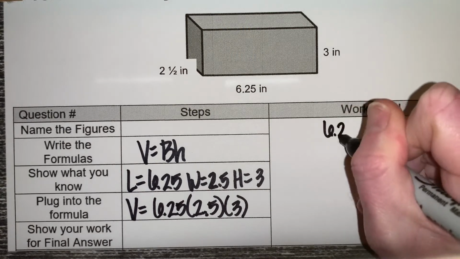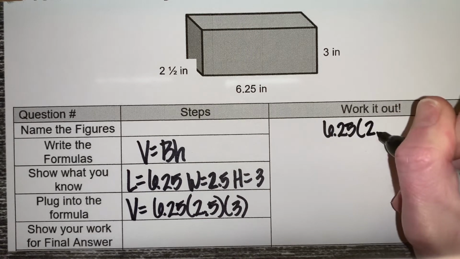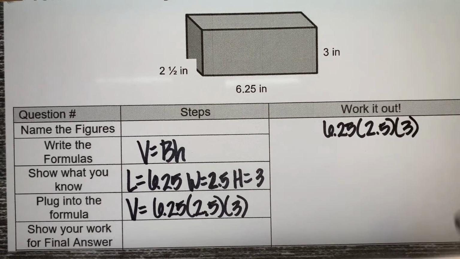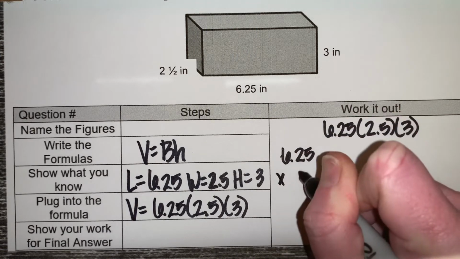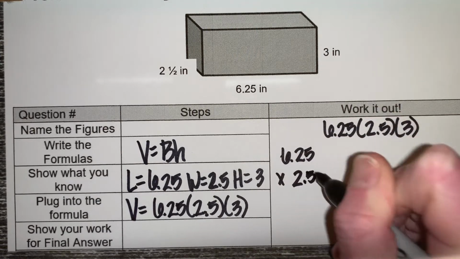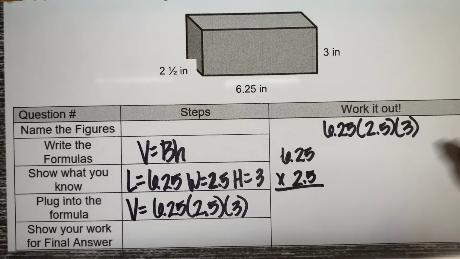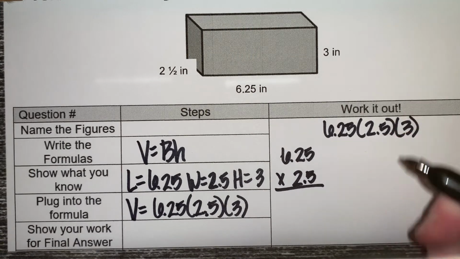So work it out. 6.25 times 2.5 times 3. Again, you can work it out in any order that you want as long as you have multiplied all 3 numbers once you get your final answer. I'm going to do 6.25 times 2.5 first. Remember, when you're multiplying decimals, you don't line your decimals up. You line your numbers up.